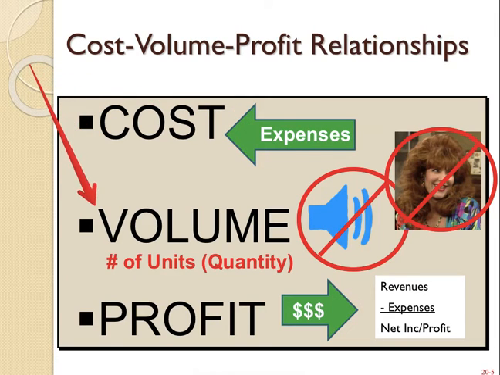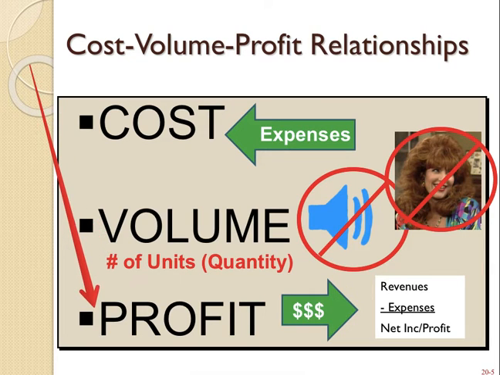Okay. The next element is volume. And again, we've heard that term before in this class, but volume refers to the number of units or quantity. So number of units that you're producing or number of units that you're selling. That's what volume means. It does not mean the sound on your speakers. It does not mean how big your hair is. It is the number of units that you're making or selling.